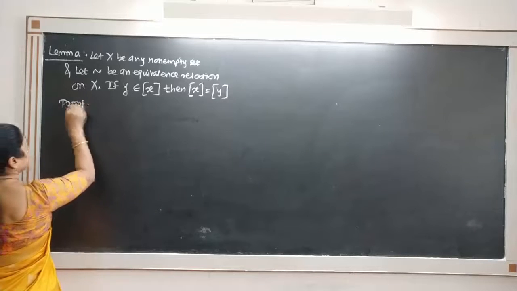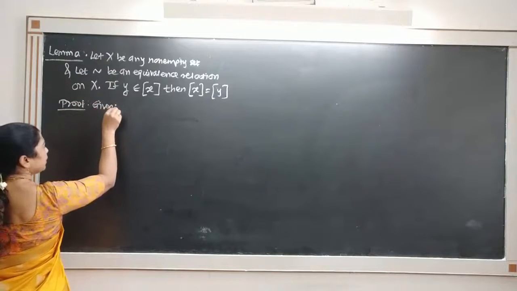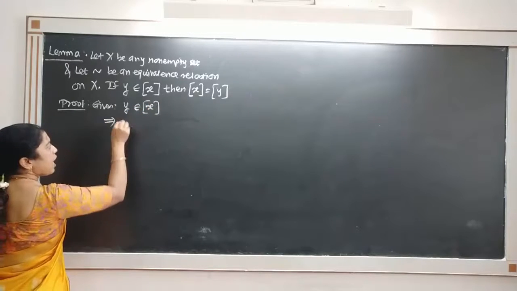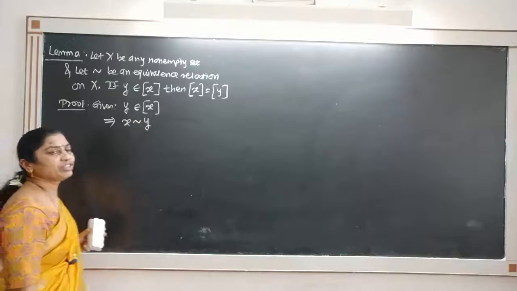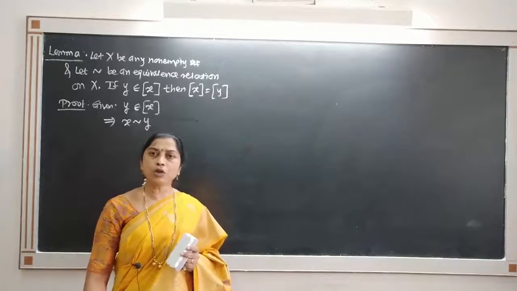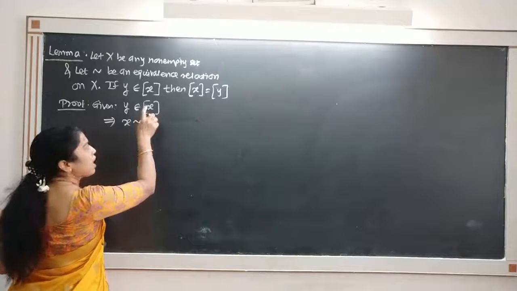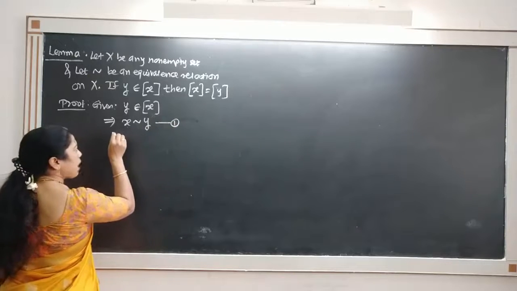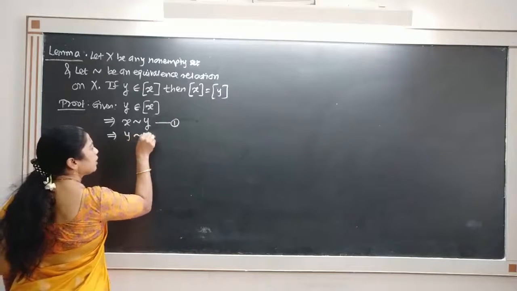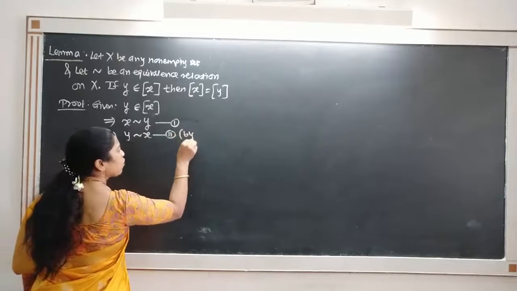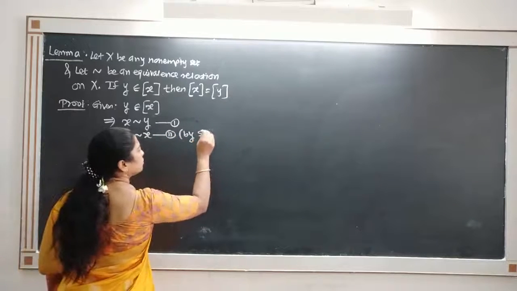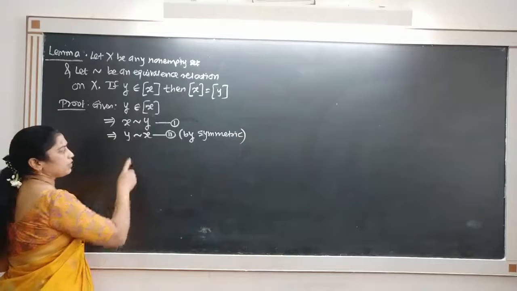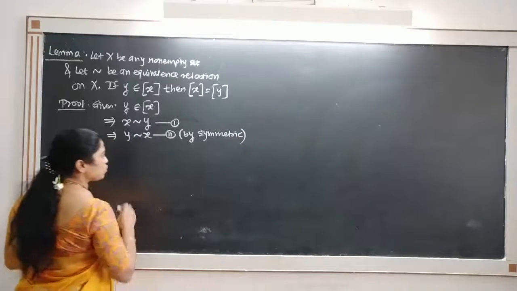So see the proof. What is given to us? It is given that Y belongs to the equivalence class of X. This means that X is related to Y. This is your definition of equivalence class. An element belongs to the equivalence class of X means that X is related to that element. So X is related to Y, and also by symmetry Y is related to X, because the relation is an equivalence relation, so it is symmetric also. This is known to us.